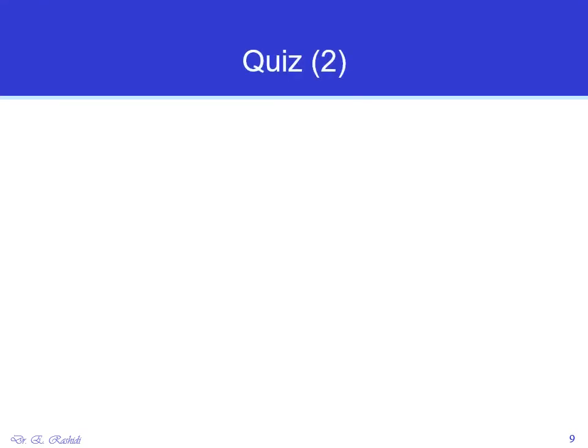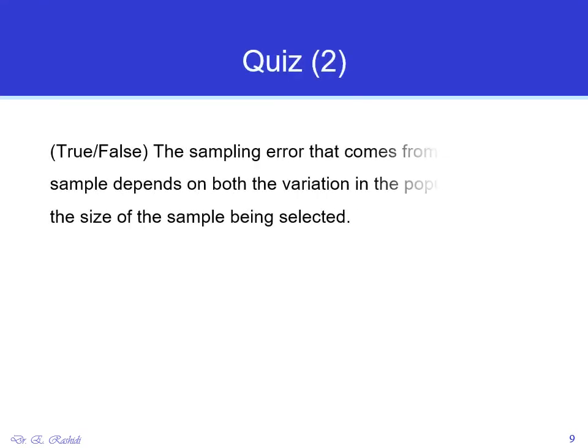Next quiz. True or false question. The sampling error that comes from a random sample depends on both the variation in the population and the size of the sample being selected. True or false? What do you think? Think about this question.